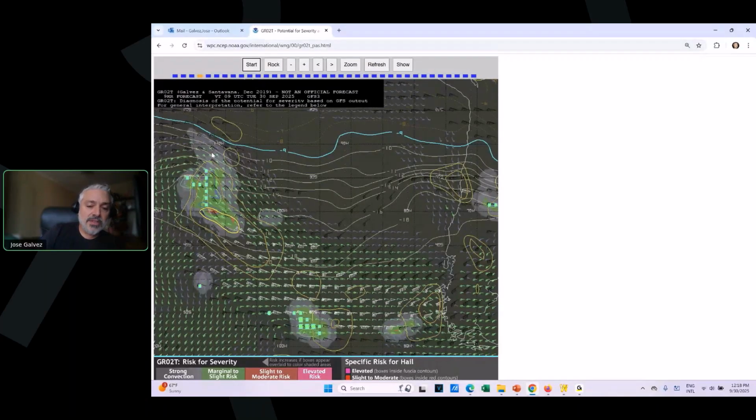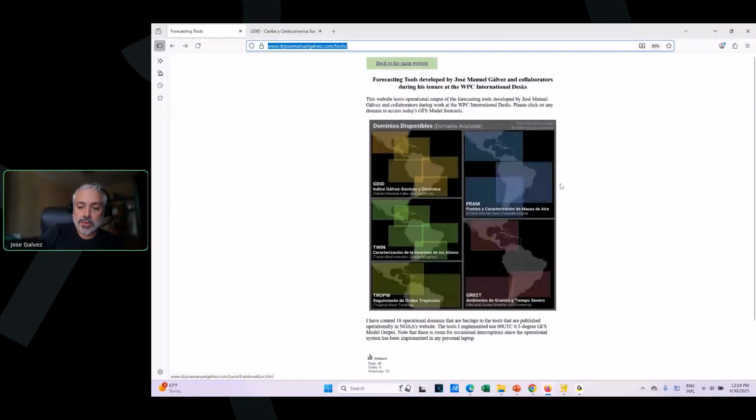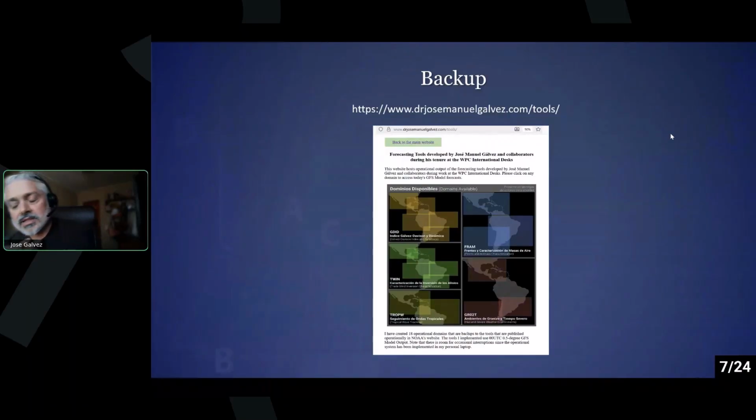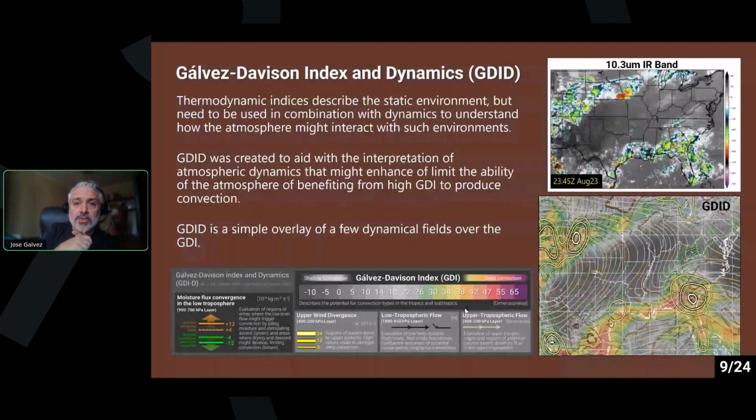So given this situation, I generated a backup for these algorithms on my personal website. This is another way that you can access the tools. Yeah, and I know the folks at the desk are working hard on it. Yeah, there were some technical changes on the operating system and on the WinGrids version, and so yeah, they're working on that. All right, so let's dive into the forecasting tools. So the first one is the Gálvez-Davison Index and Dynamics. And this is what Mike was speaking about.